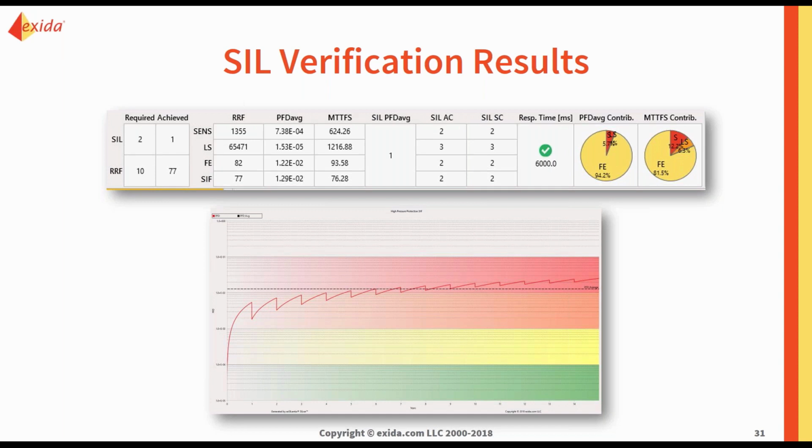For each contribution, you have your SIL according to PFD average, your SIL according to architectural constraints, and your SIL according to systematic capability. Your response time is shown, and your contribution from each part for the PFD average and your mean time to fail spurious.